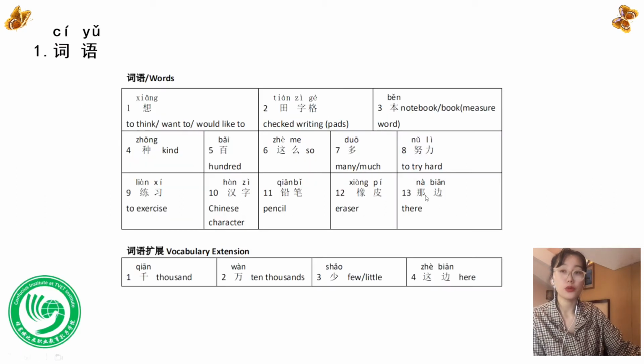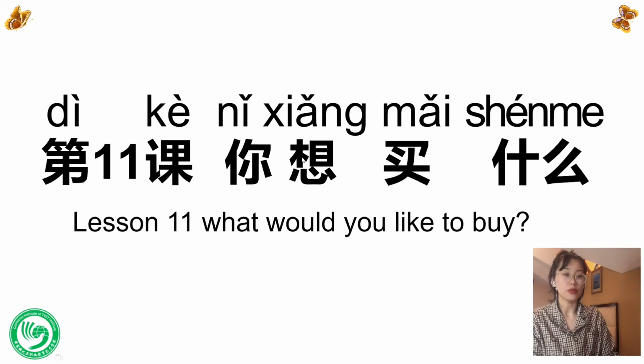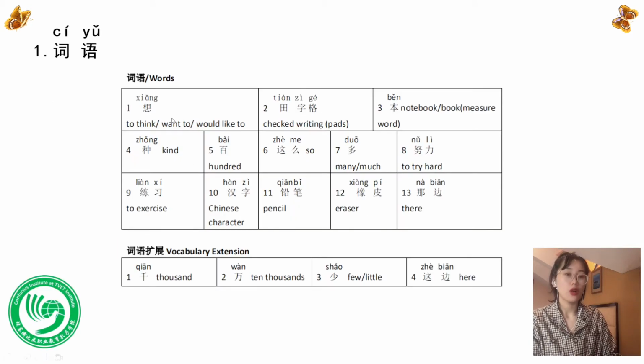And here, we will begin with the words. The first one is 想. Here we learn 你想买什么? So 想 here means to think, want to, or would like to. Actually, in lesson 10, we already learned 要. It also means want. So when you buy something, you ask someone, would you like to buy? You could say 你想买什么? You could also say 你要买什么? It's the same meaning.